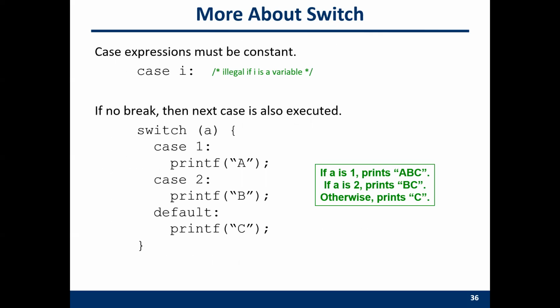So you can see that in this example, there is no break. If A is 1, then it will print out A, B, C, because there is no break. If A is 1, it will go down to all the cases here. If A is 2, then you will print out B, C. Otherwise, it just prints out B. So this is what happens if you have no break.